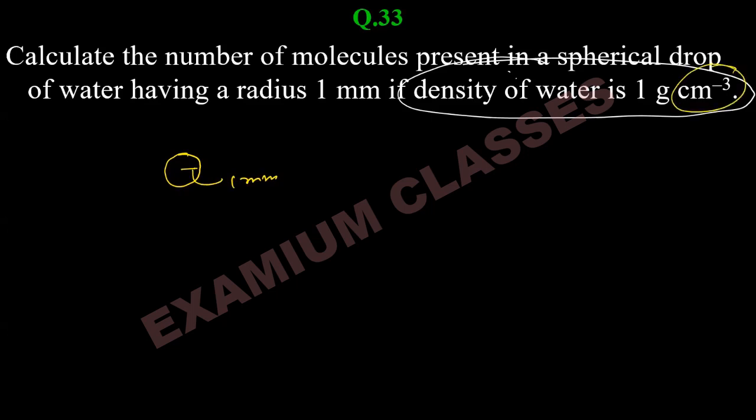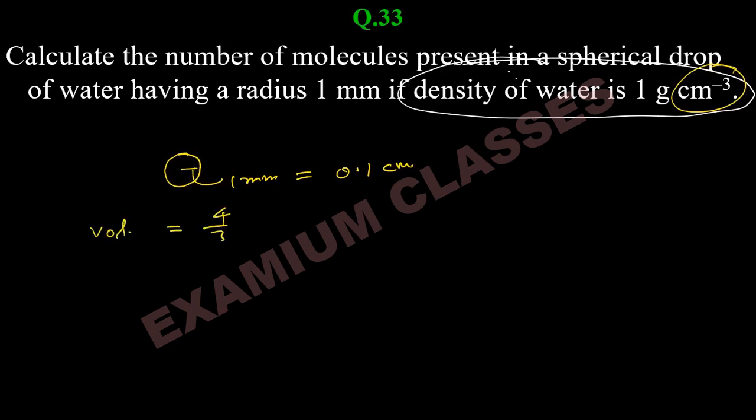Density is in centimeter, so convert it into centimeter, means radius is 0.1 centimeter. Now it is the same thing as we did in the previous question. Get the volume, from volume get the mass, from mass get the moles, from moles get the number of molecules. So it is 1.4 into 10 to the power 20, no? I don't remember the answer, but I am doing it very rapidly.